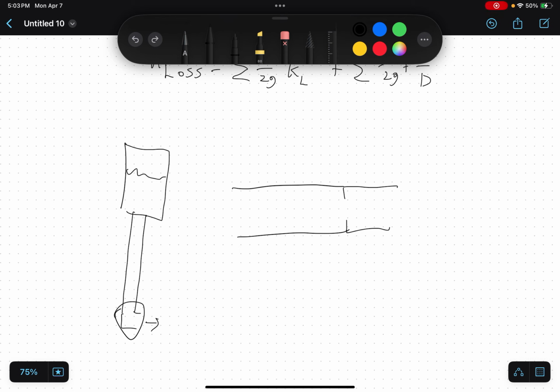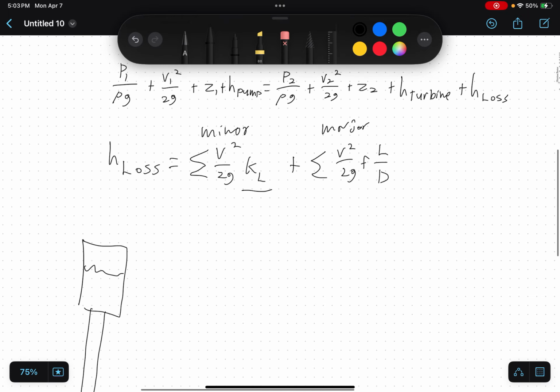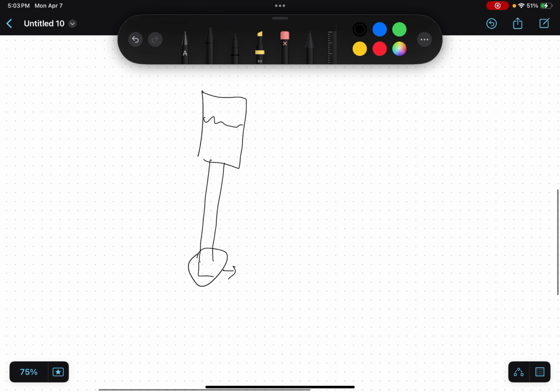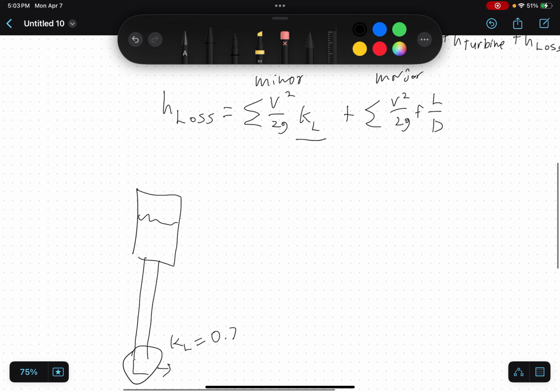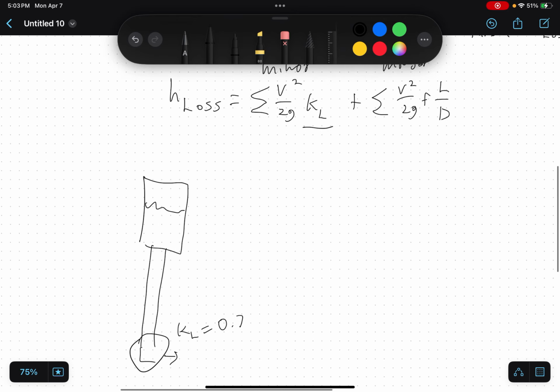And these are constants, it's literally just a number. You can Google tables of loss. So maybe for a 90-degree bend, it would be like K_L equals 0.7 or something. I don't know, it's on a table somewhere, you can find it. So this is basically saying the minor term is proportional to the velocity of the fluid going through and gravity and that loss coefficient that you look up in a book.